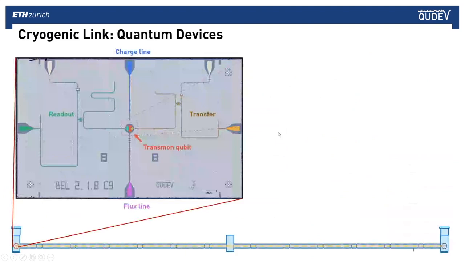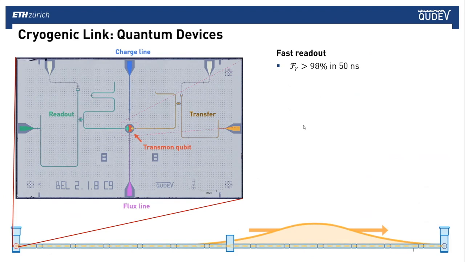So in this 30 meter long cooldown, each cryostat contains a copy of the superconducting quantum device shown here. You can see a transmon qubit island in red coupled to the readout circuitry in green and the circuitry used for photon transfer in yellow, from which single photons couple into the 30 meter long waveguide and travel towards the second chip. So at present, the readout scheme is coarsely calibrated, and we reach about 98% readout fidelity in 50 nanoseconds with both chips.